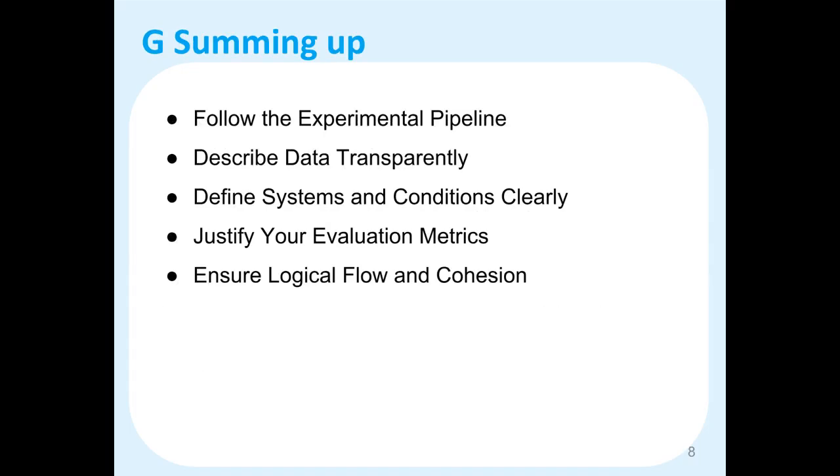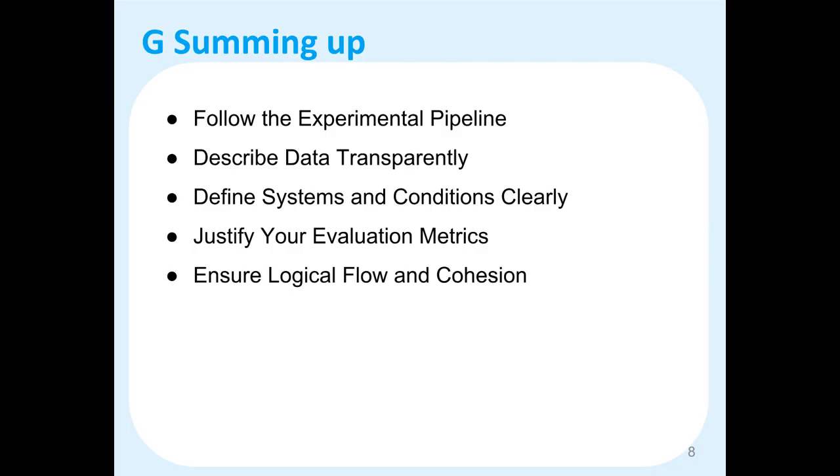We conclude our journey on the experiment section by boiling down all the rhetorical and structural techniques into 5 final, actionable steps. These are the 5 things, or takeaways, you must check before submitting your final manuscript. First, you must follow the experimental pipeline, making sure your method section's blueprint matches your experiment's execution. Second, describe data transparently, providing all sources and scales.